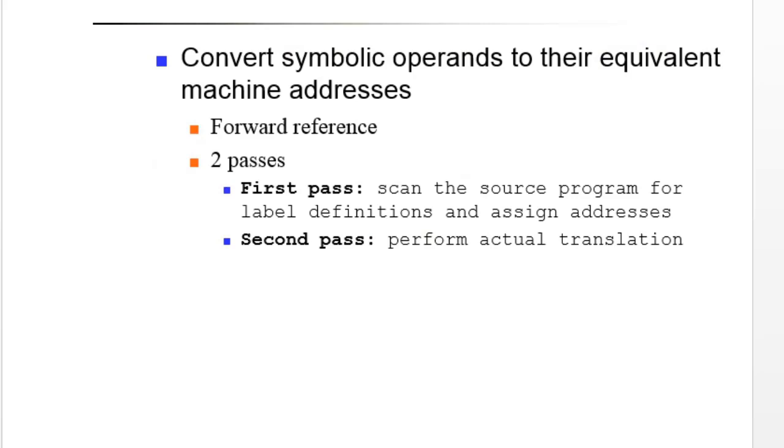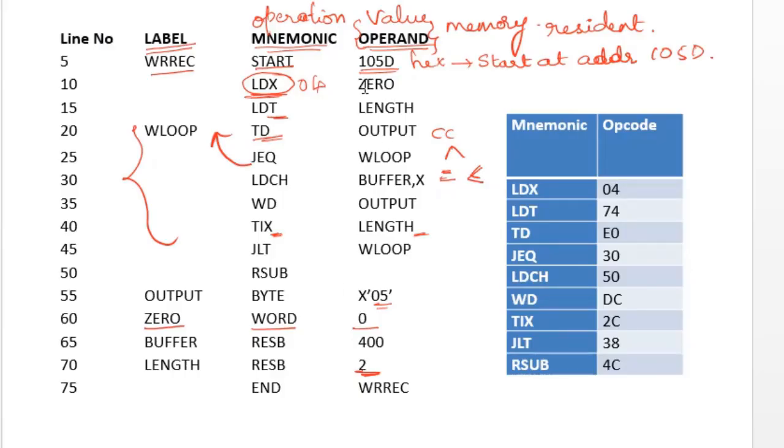Now we know that we can easily convert the mnemonic to machine code. The next step is to convert symbolic operands to their equivalent machine address. That means what is the address of 0? See, we have an instruction here. What is the first instruction? I told you START is an assembler directive, and assembler directives are not converted into object code. So this is not our first instruction that will be converted. Instead, we are converting the next instruction, which is LDX 0. And how to convert LDX? Already we know the mnemonic and its equivalent opcode. Wherever LDX is there, 04 will be replaced.